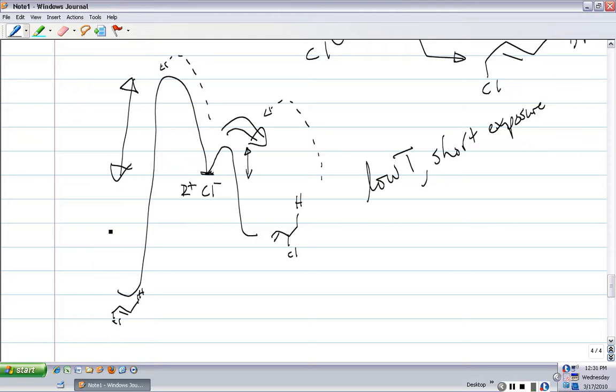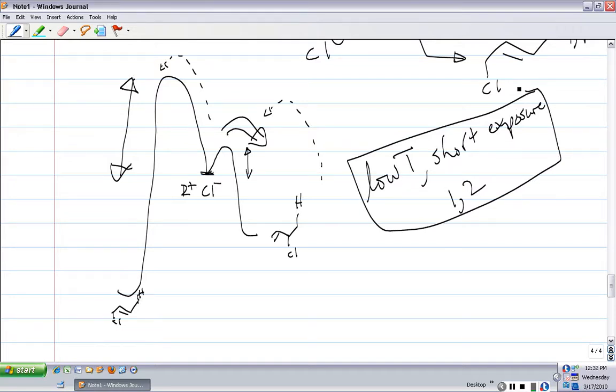Because what I want is to get as large a yield as possible of the 1,2 compound. And the longer I leave my system reacting, the greater the chances of the odd molecule jumping this barrier to unfold my product, or that barrier to give me the 1,4. So I want low temperature, so I will allow this reaction to occur at the expense of the others, and I want short exposure to prevent the ionization of this species and the collapse of the ion pair to give the 1,4 product. So to get the 1,2 species, I want low temperature, short exposure to get me 1,2.